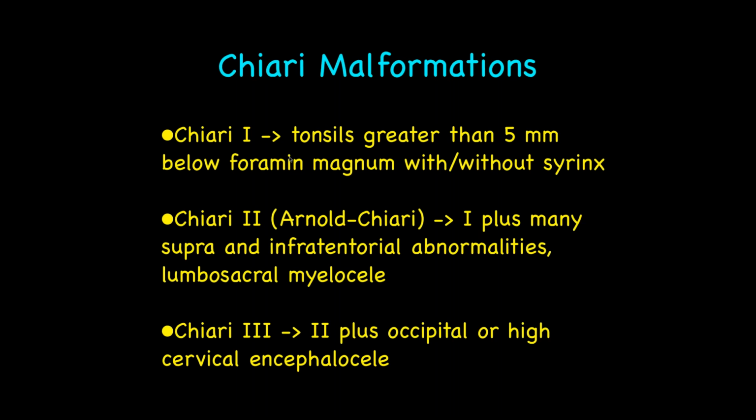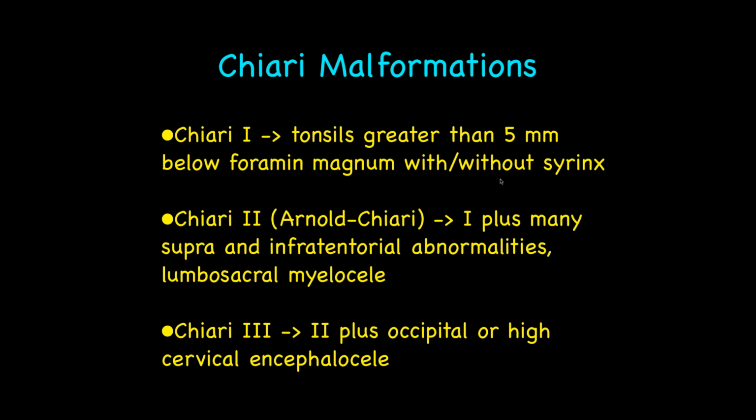Okay, so we're going to continue where we left off before. We're going to start talking about Chiari malformations. You're all familiar with three types. Chiari I is when the tonsils are greater than 5 millimeters below the foramen magnum, either with or without a syrinx. Some people like to stretch this to 7 or 10, but most people that I know use 5 millimeters as the cutoff.